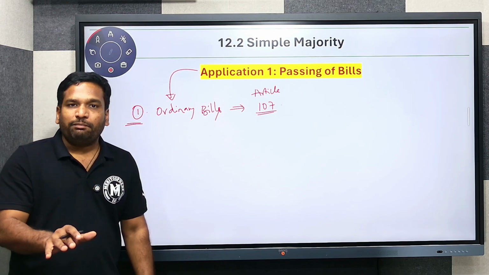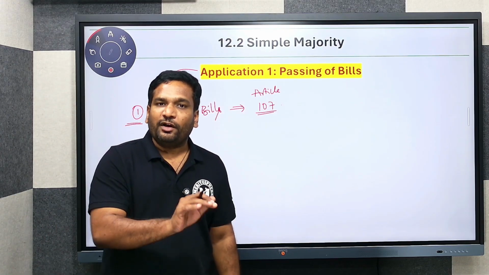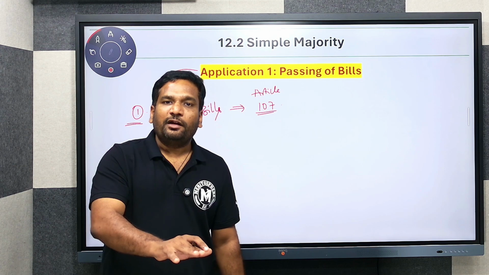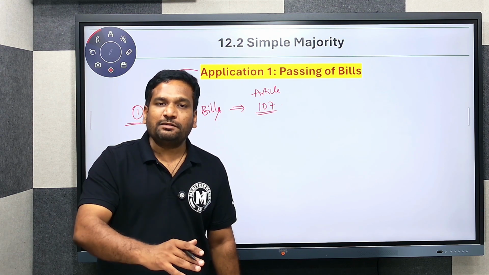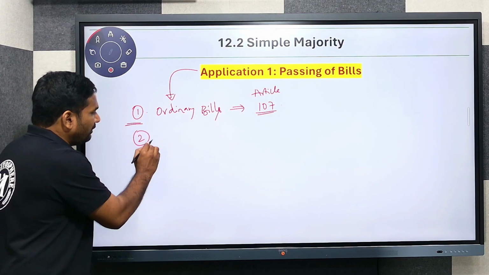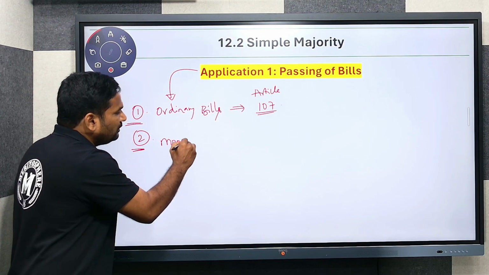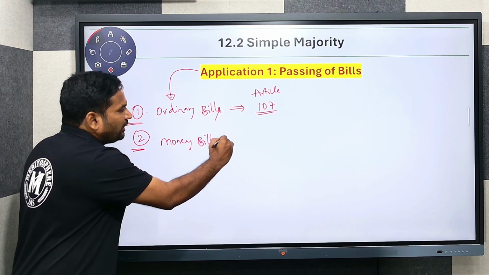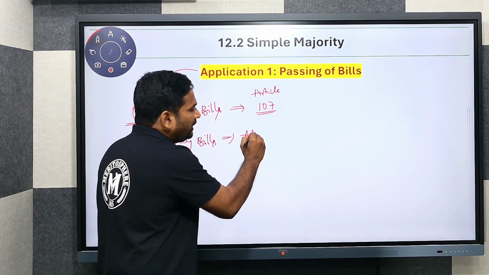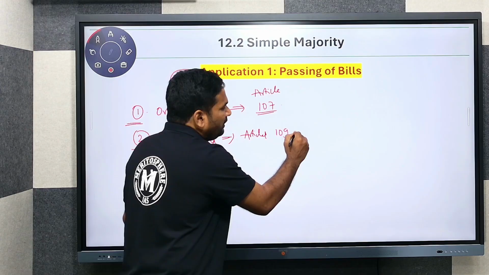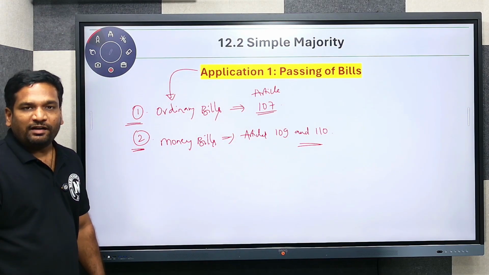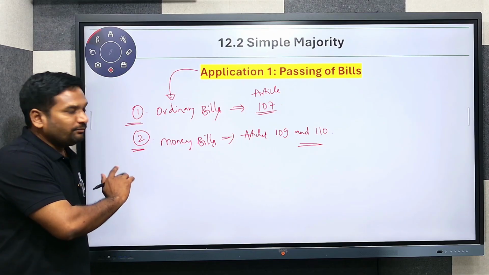But the people may think that money bills are very important from the perspective of Indian Parliament. So the aspirants may think that money bills require a kind of special majority, but it is not the case. Money bills also require a simple majority. Money bills are governed by Articles 109 and 110.